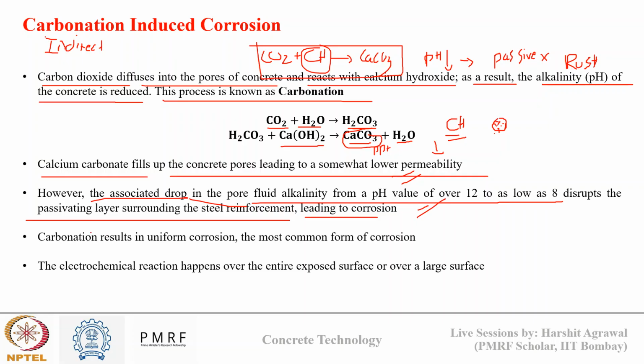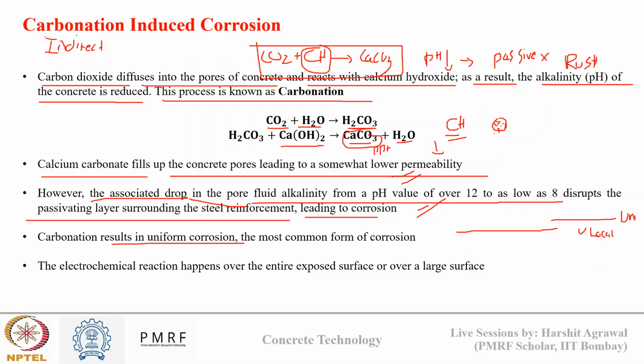Now, in case of carbonation, what happens? There is a uniform reduction in pH, so there is uniform corrosion over the steel reinforcement. There are different types of corrosion: localized corrosion and uniform corrosion. That is out of scope of this course, so I am not touching that much right now. Just remember, there are two types of corrosion: localized and uniform.